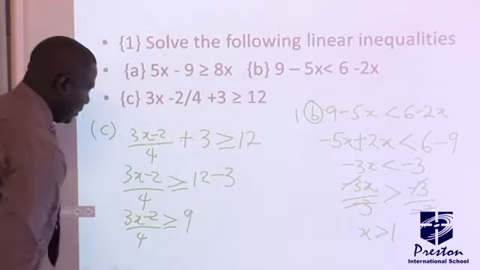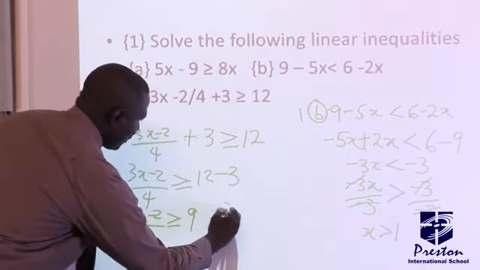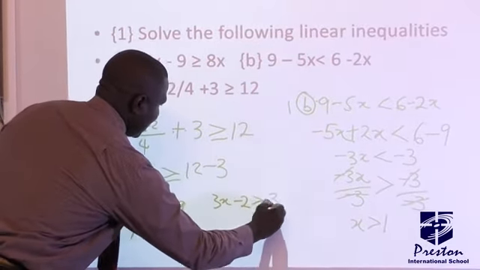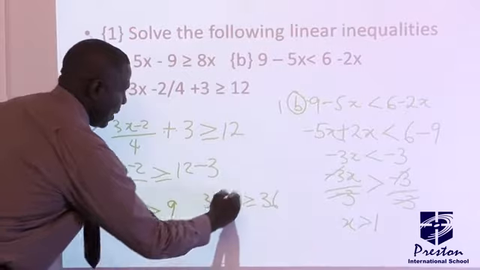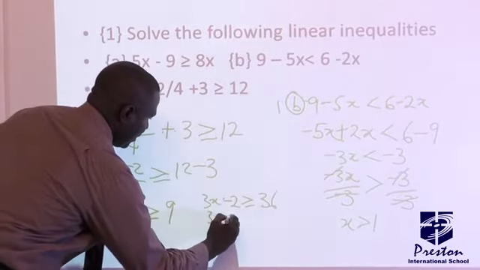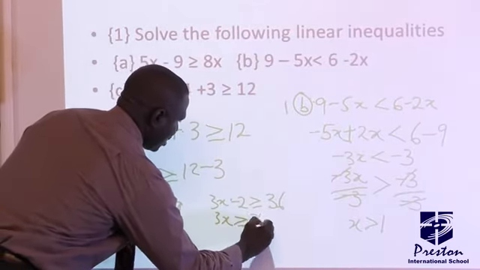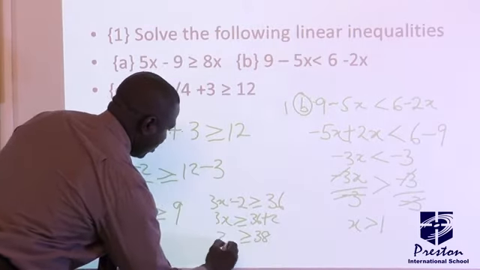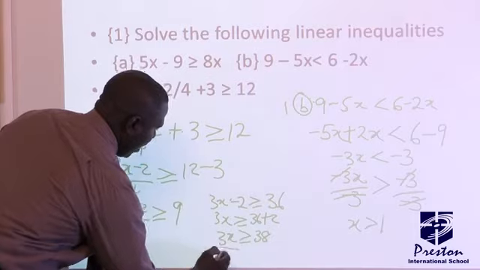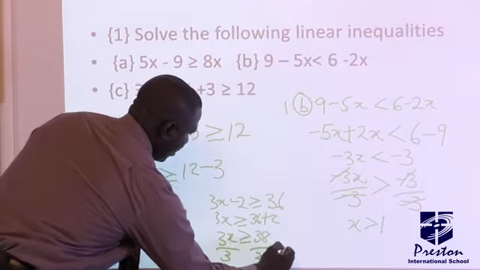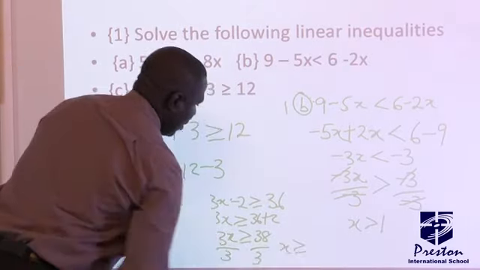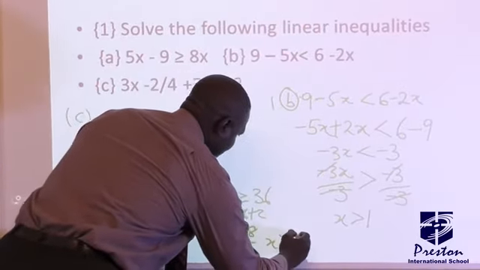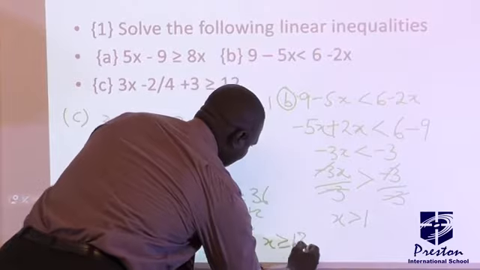So when you cross multiply, you have 3x minus 2 greater than or equal to 36. So by the time you take minus 2 to the other side, you have 3x greater than or equal to 36 plus 2, which will give you 38. Now you divide both sides by 3. When you divide both sides by 3, then your x will be greater than or equal to 12 whole number 2 over 3.